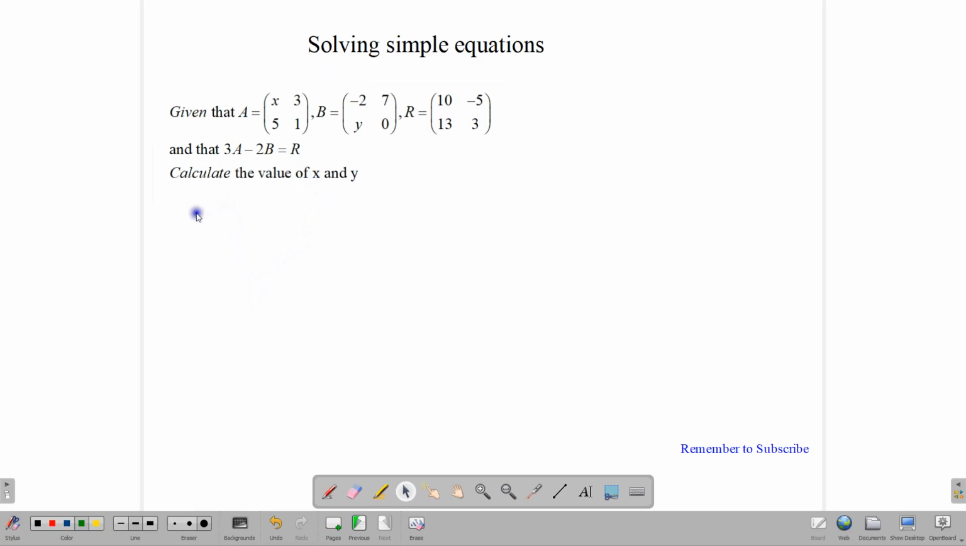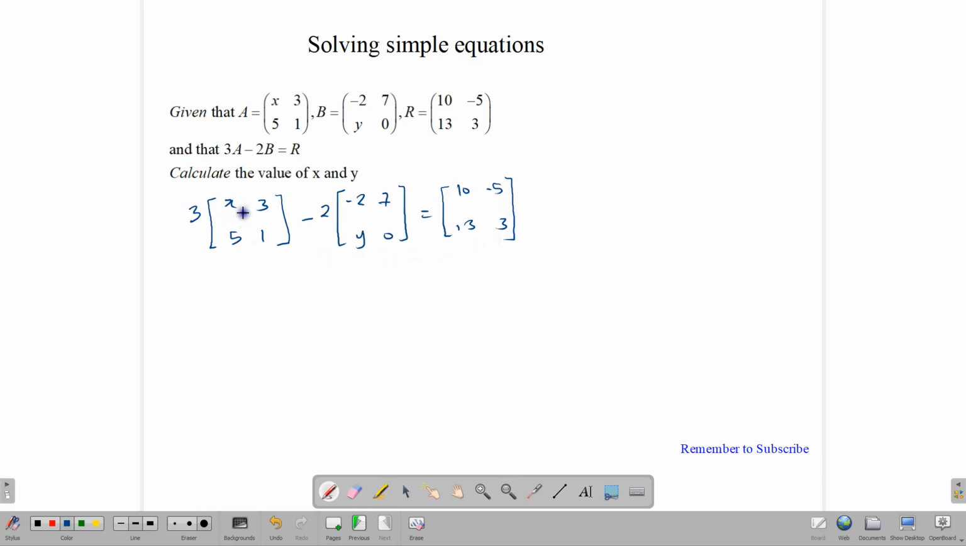So let's do that. 3 times A minus 2 times B is equal to R. Let's set that up. 3 times A is [x, 3; 5, 1], minus 2 times B, which is [-2, 7; y, 0], and that is supposed to give us R, which is [10, -5; 13, 3].